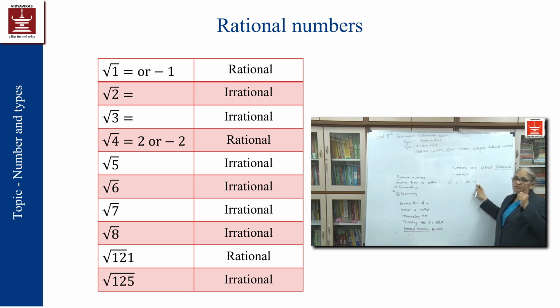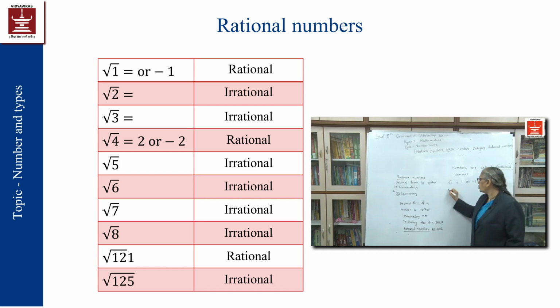So, remember that every integer is a rational number, but not conversely. That you should remember. Every rational number is not an integer, but every integer is a rational number. The square root of 1 can be positive or negative, that you have learned. So, the square root of 1 is 1 or minus 1. Both are integers, and therefore root 1 is a rational number. Because 1 is a perfect square of 1, and 1 is a perfect square of minus 1 also.